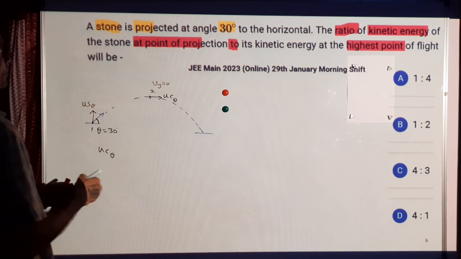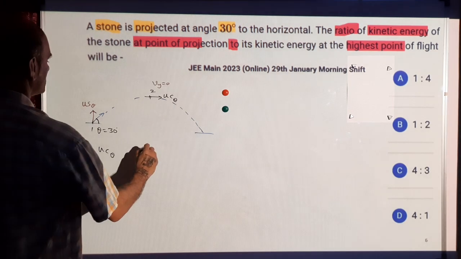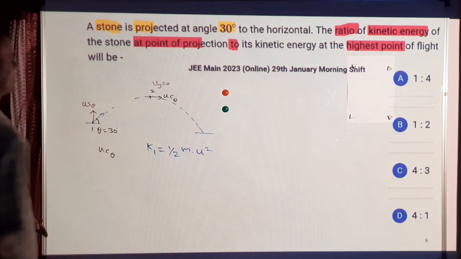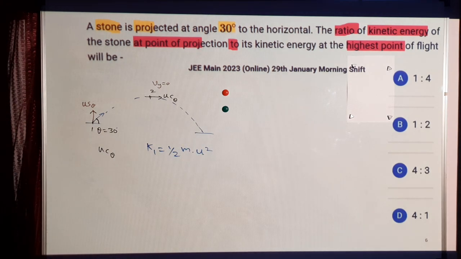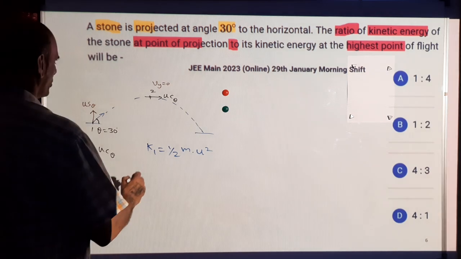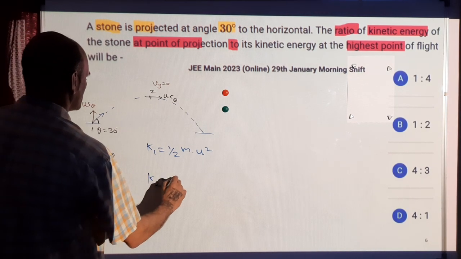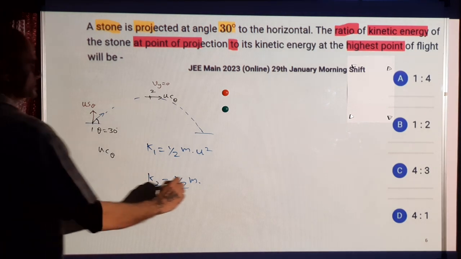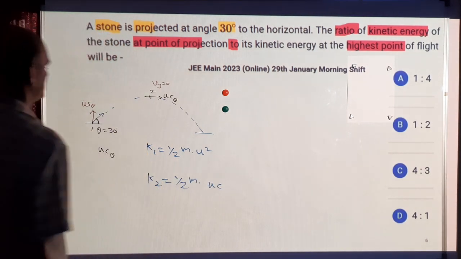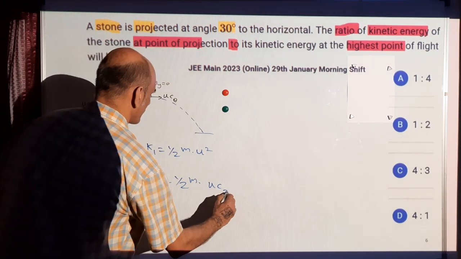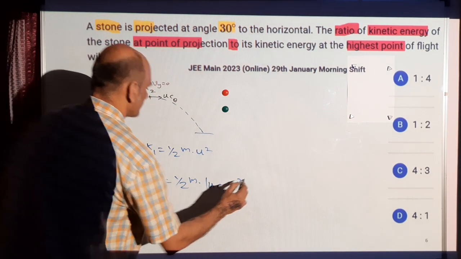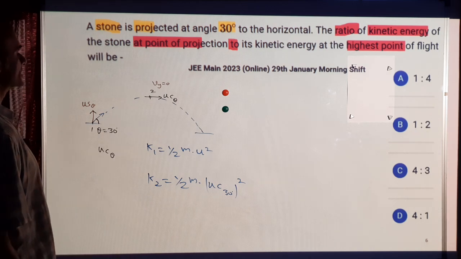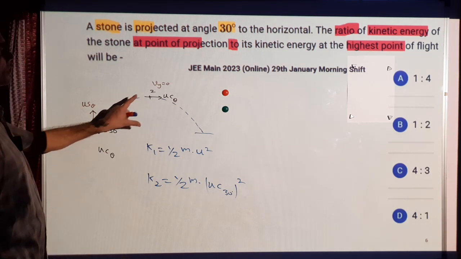So the kinetic energy at point 1 is with the total velocity square. But at point 2, the kinetic energy will have only the horizontal component, which is u cos theta square. Theta is 30. So this decrease in kinetic energy has gone into increasing the gravitational potential energy because of the gain of height here.